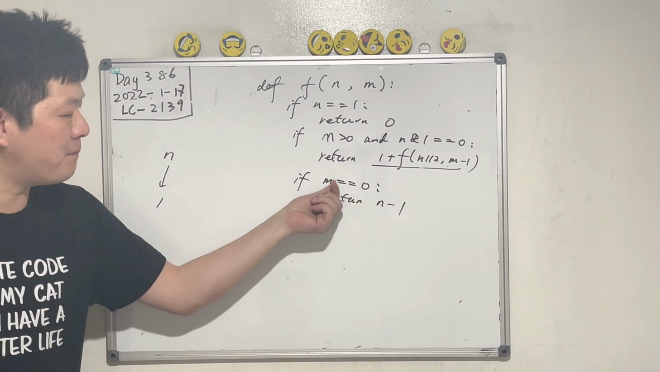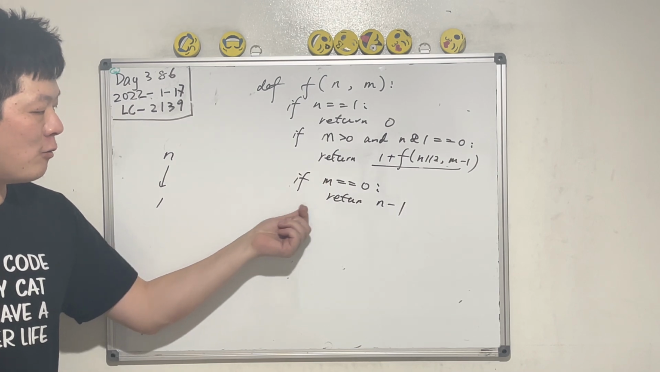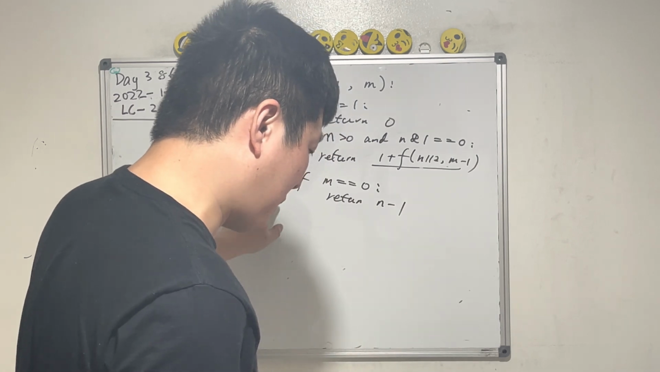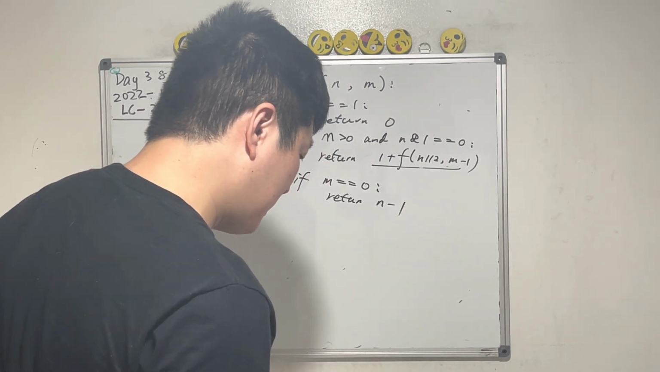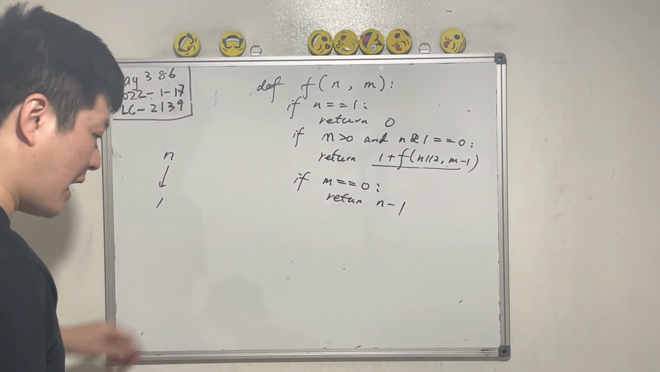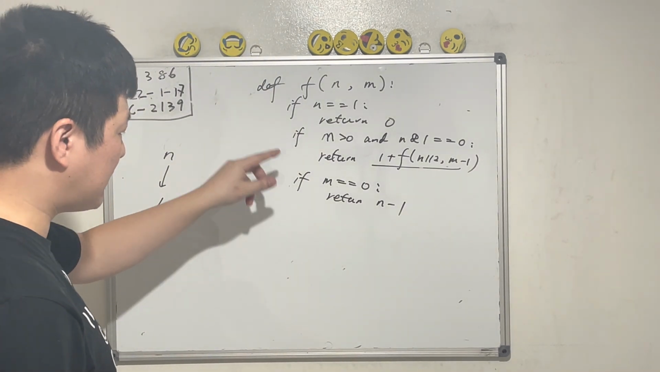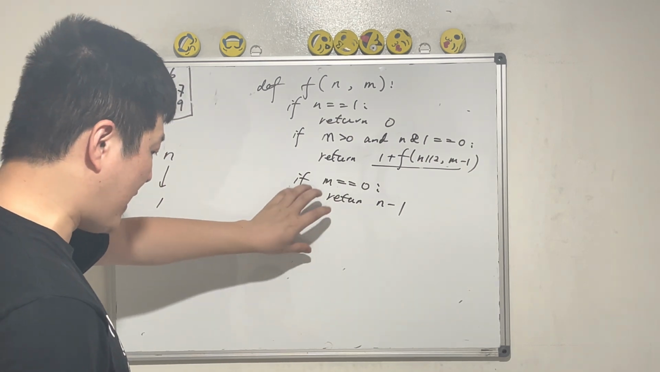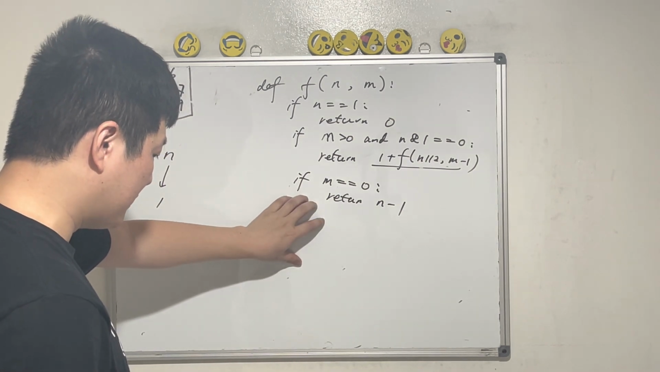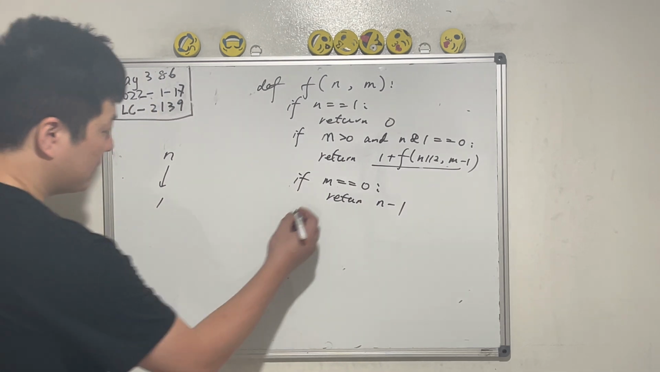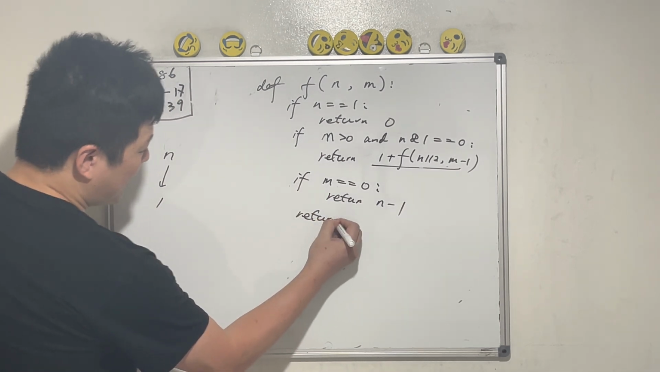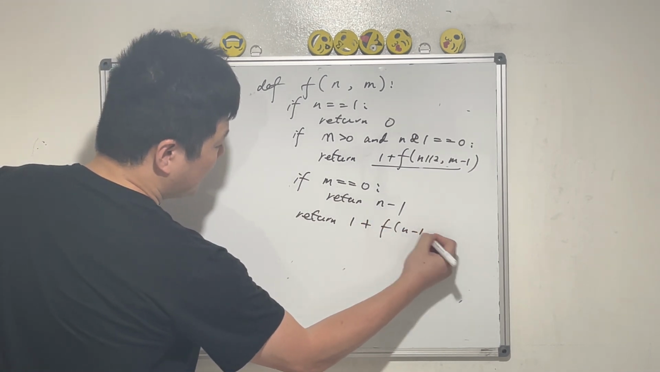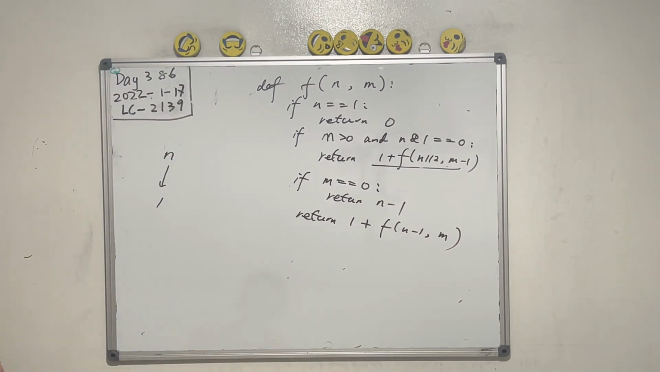Now, what's missing here? Come on. Okay, so now we need to handle the case where n is an odd number. If n is an odd number, then what happens? We subtract 1. Then we just do 1 plus f(n minus 1, m), right?